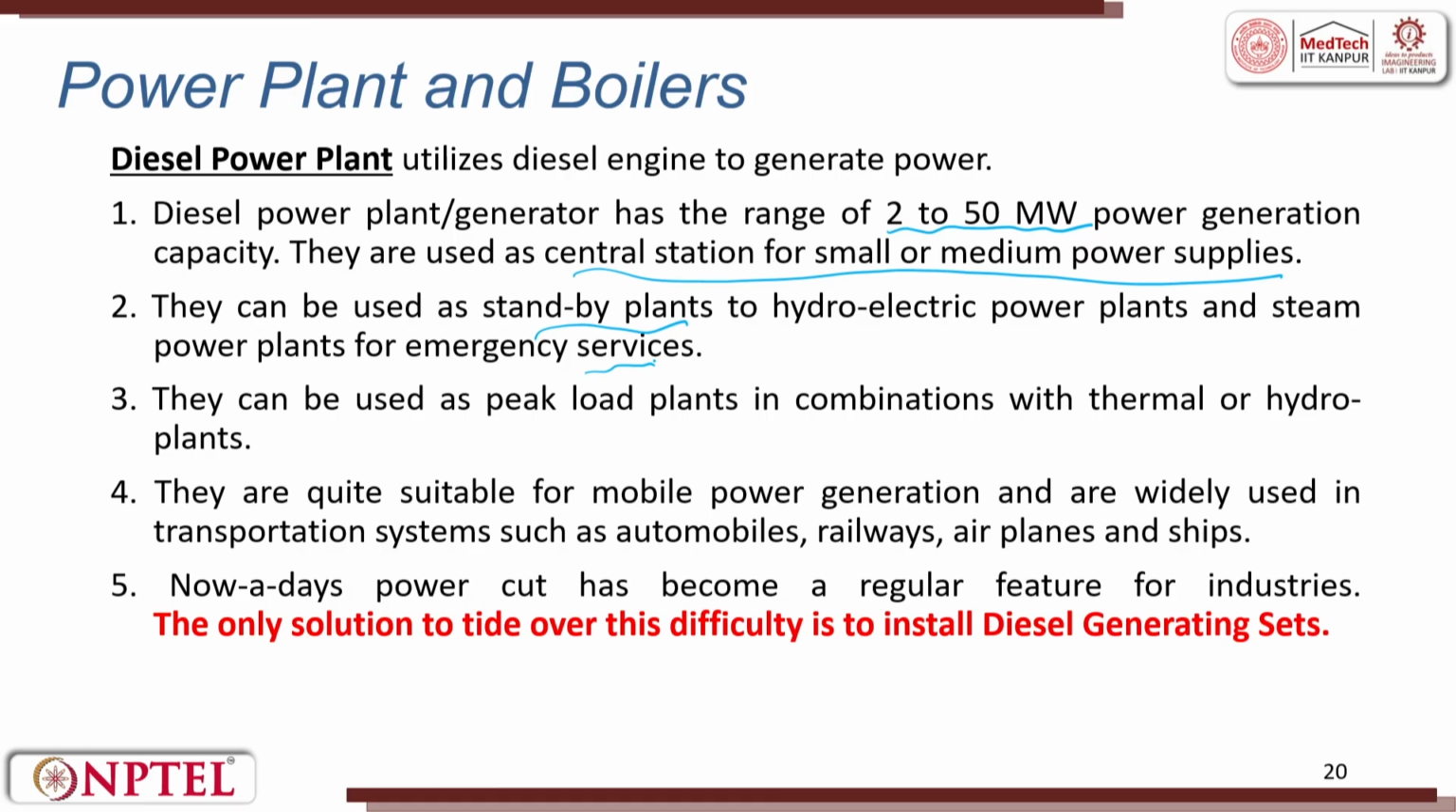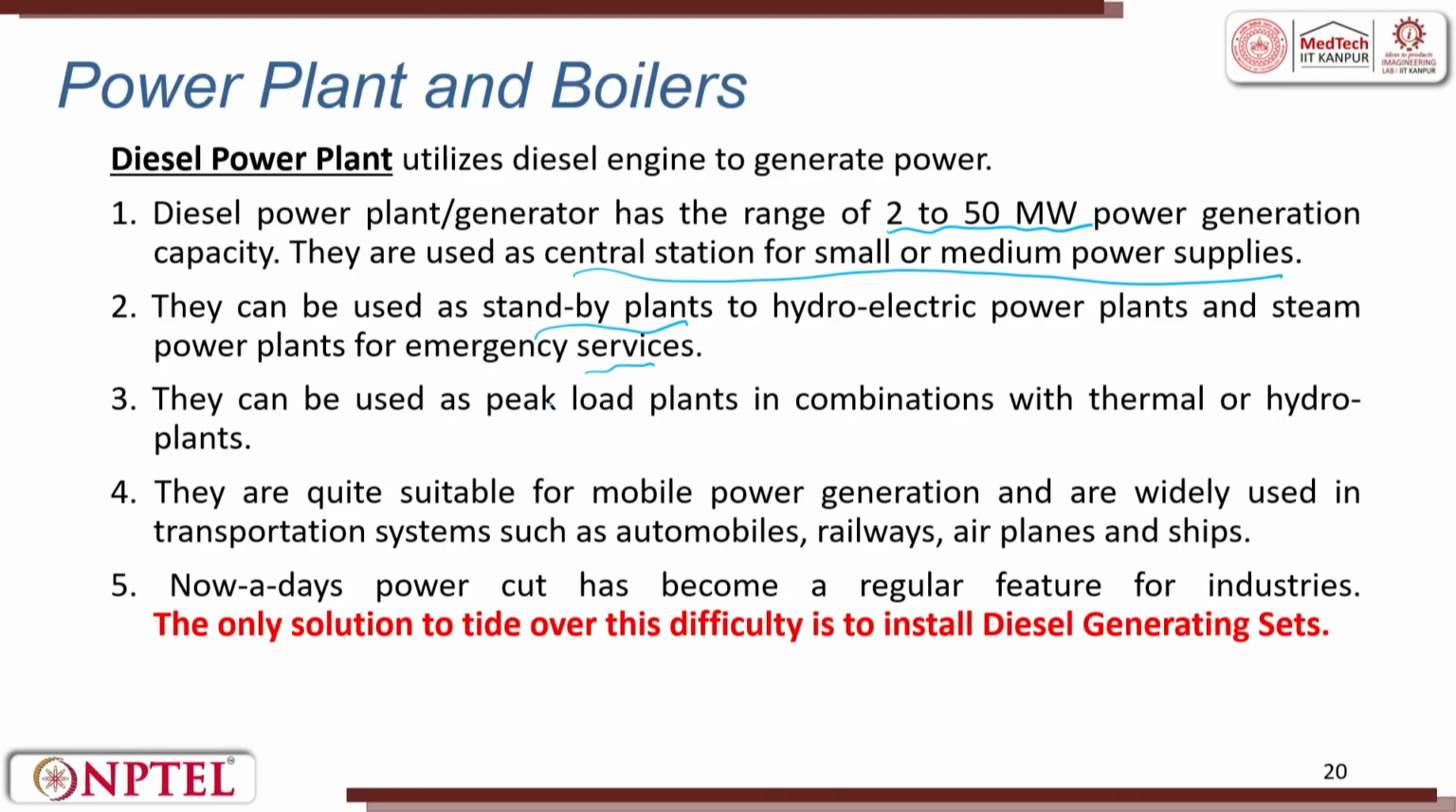When a power failure happens, we always put in a DG. With a DG we put a small setup which is called an engine, but when it is large, it becomes a power plant. They can be used as a peak load plant in combination with thermal and hydroelectric plants.